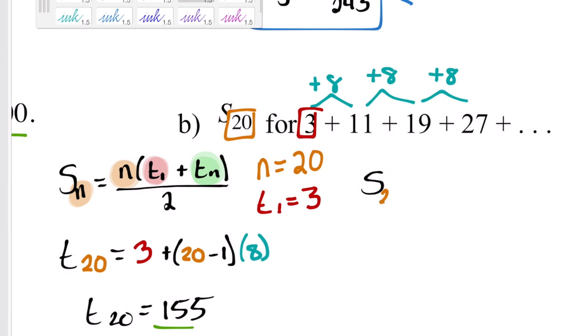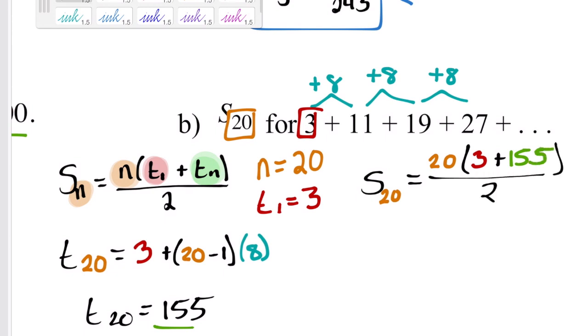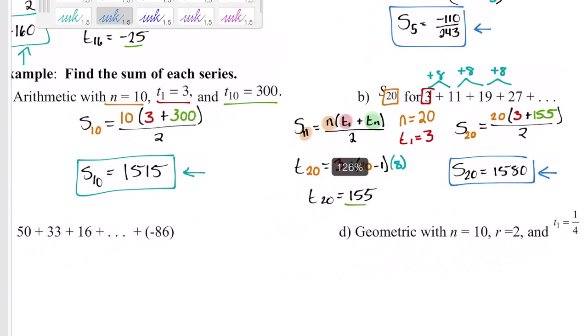I'm plugging in 20 for my n. I'm plugging in 3 for my first term, 155 for my last term. This is all going to be over 2. And when we do this out, the sum of those 20 terms ends up being 1,580. Next one.